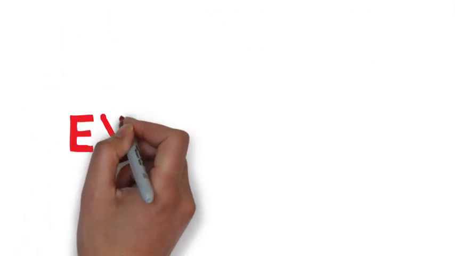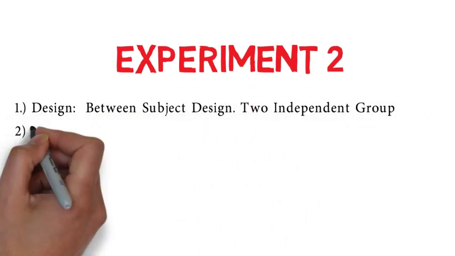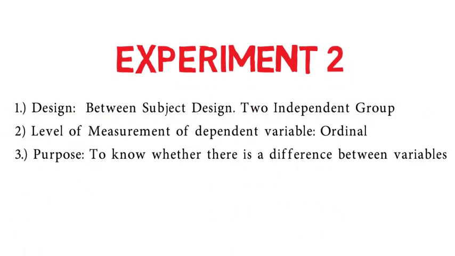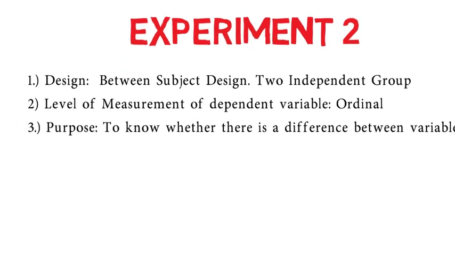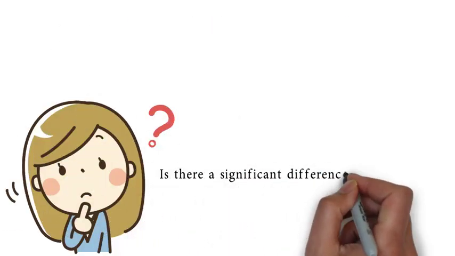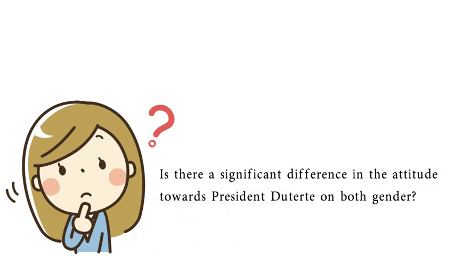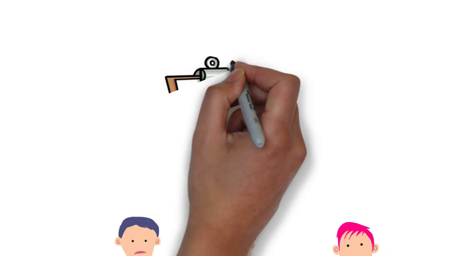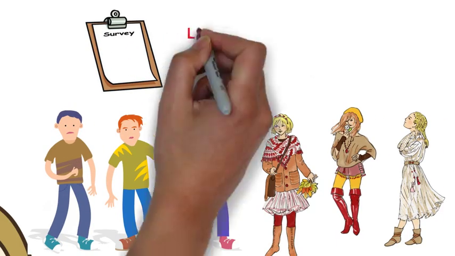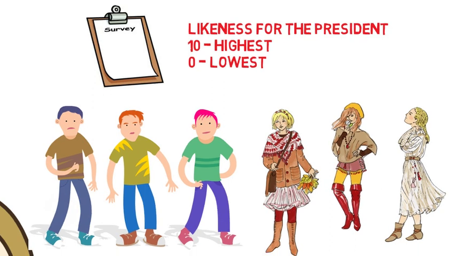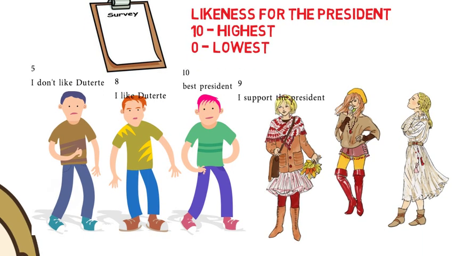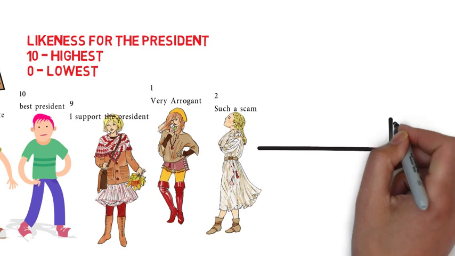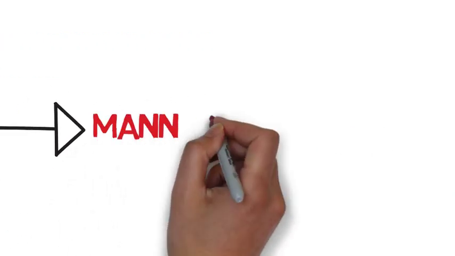So what statistics will we use if we have the same scenario, but we have a different level of measurement for our dependent variable, and it is in an ordinal scale? For example, I wanted to know whether there is a significant difference in the attitude towards President Duterte on both genders. Mas negative kaya ang tingin ng mga lalaki sa kanya or ang mga babae ang mas anti-President Duterte? And I will be using a survey form. Therefore, they will rate their attitude on Duterte from 10 being the highest to 1 being the lowest. So the statistics that I'll be using here is a Mann-Whitney U-test.